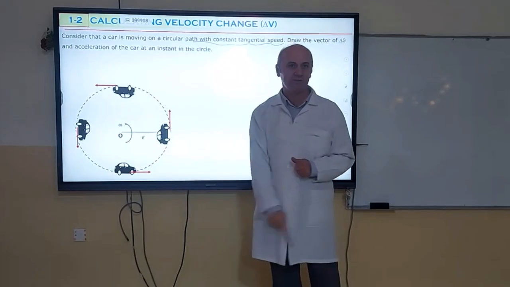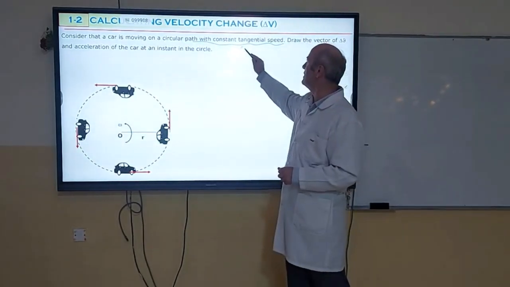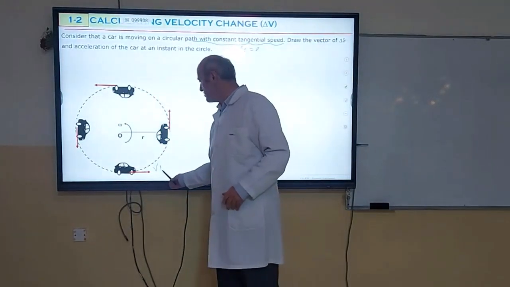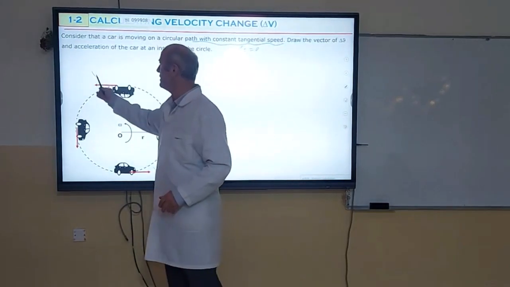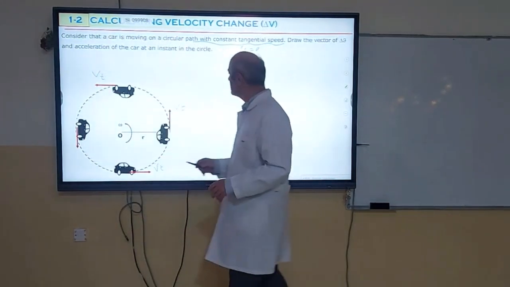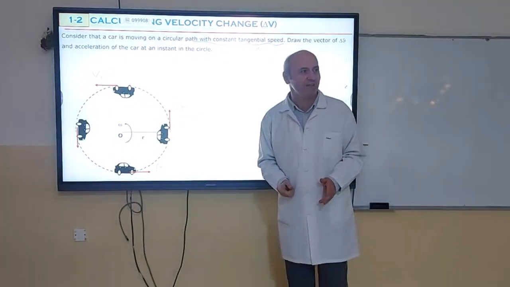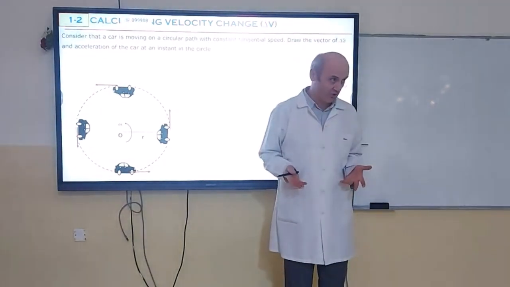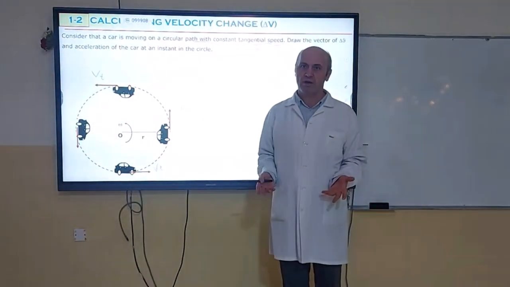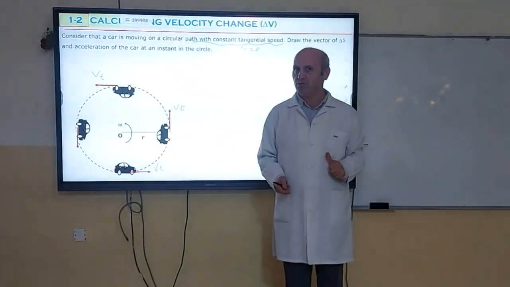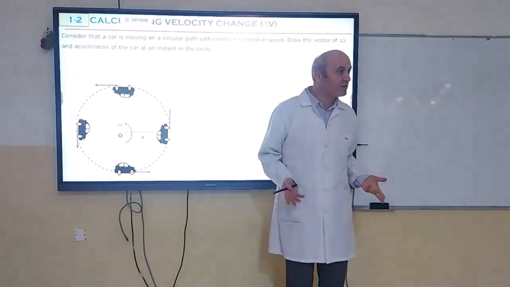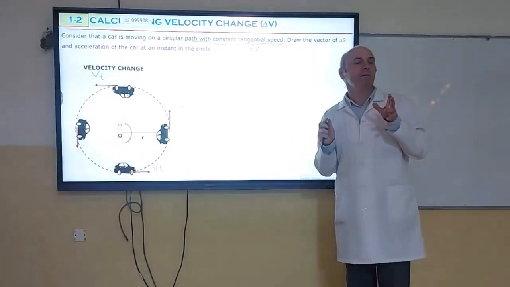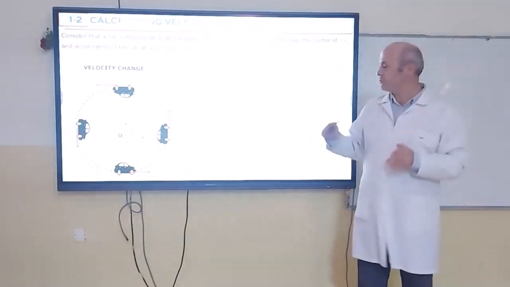Consider a car moving in a circular path with constant tangential speed. If tangential speed is constant, absolutely At is 0. So this is tangential speed, this is tangential speed, this is tangential speed. When this car is moving from one position to another position, direction is changing, so the vector is changing, velocity is changing, tangential velocity is changing. Tangential speed is constant, but tangential velocity is changing. Why? Velocity is a vector quantity, and direction is changing.